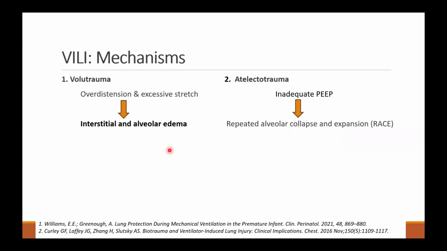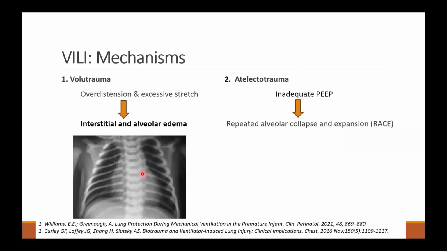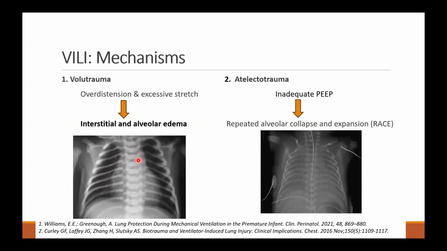So volutrauma is due to over tension and excessive stretching. There happens interstitial and alveolar edema. And most commonly, we can see hyperinflated lungs in a neonatal chest X-ray in the initial phases. And when it comes to atelectotrauma, the inadequate PEEP usually leads to unstable alveoli, which results in repeated alveolar collapse and expansion. And the X-ray picture can be similar to a patient with RDS.